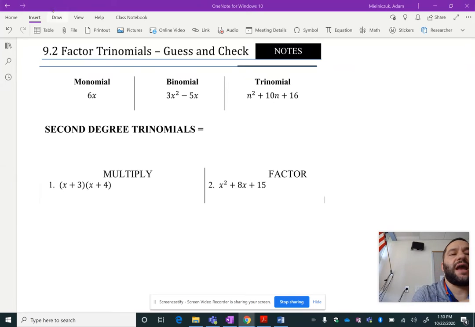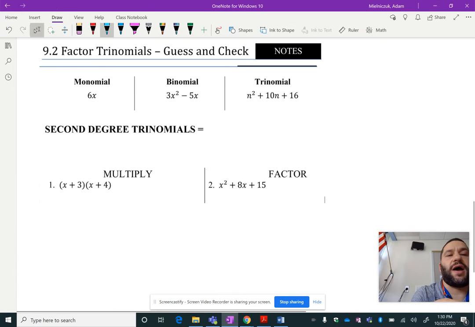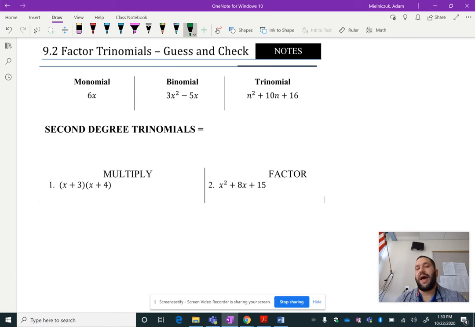Okay, so in lesson 9.1, we ended with factoring, which means finding something that all parts have in common, pulling that part out, or factoring that part out and leaving what's left. Now we're going to factor what's called a trinomial using a guess and check method to start.